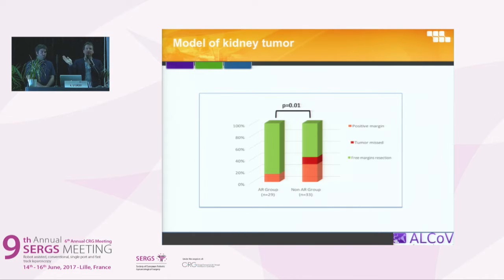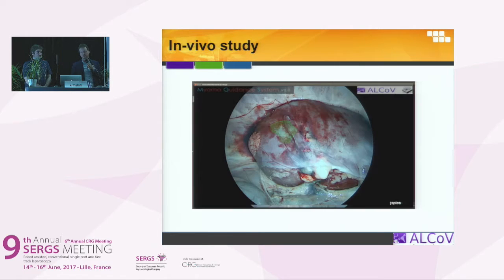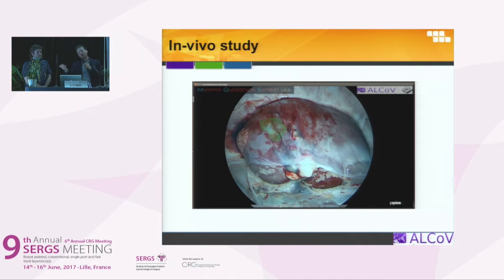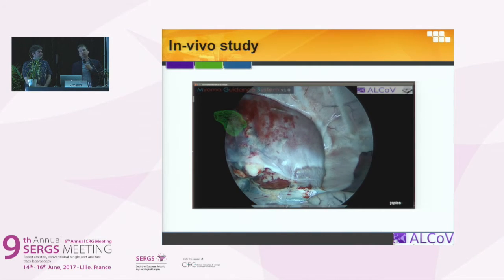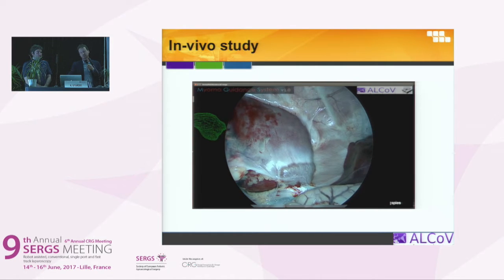When you compare augmented versus non-augmented, green is good, like every green in life. You have the missed tumor in red, and that was without augmented reality. So really, with augmented reality, you increase the rate of free margin for partial nephrectomy. And then we switched to an ex vivo case, and now we are working on clinical human cases to test this technology for partial nephrectomy.